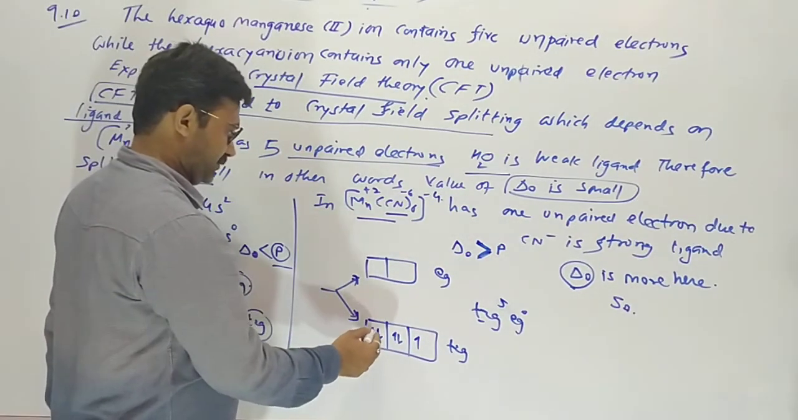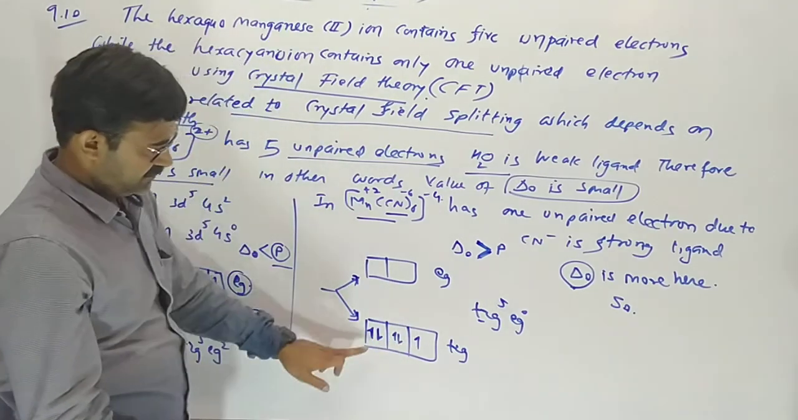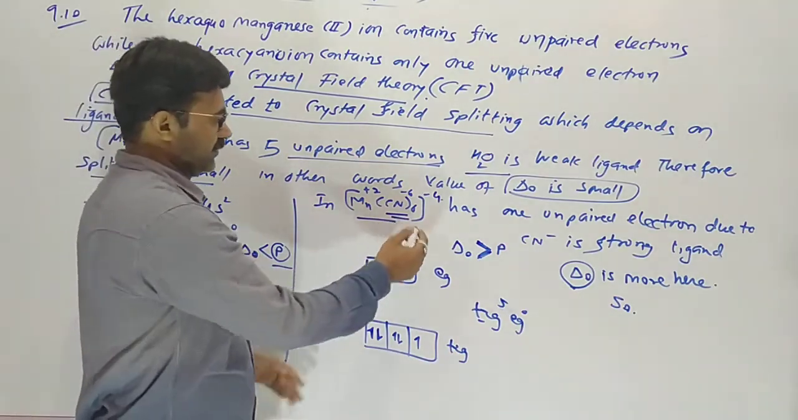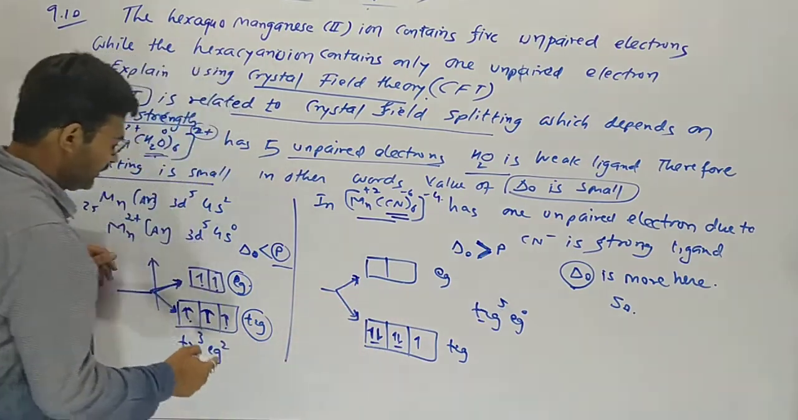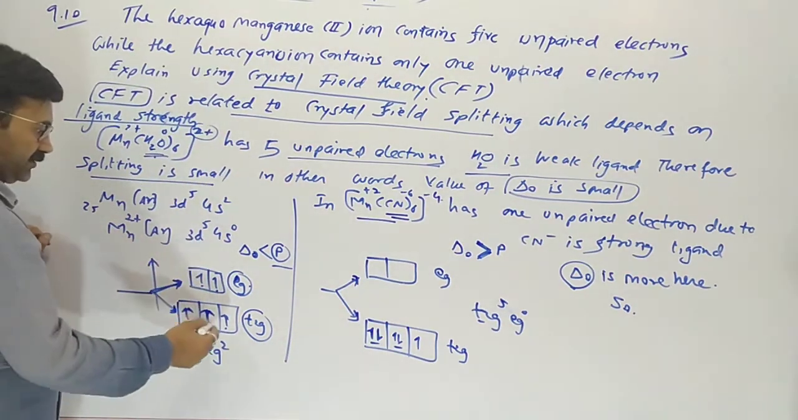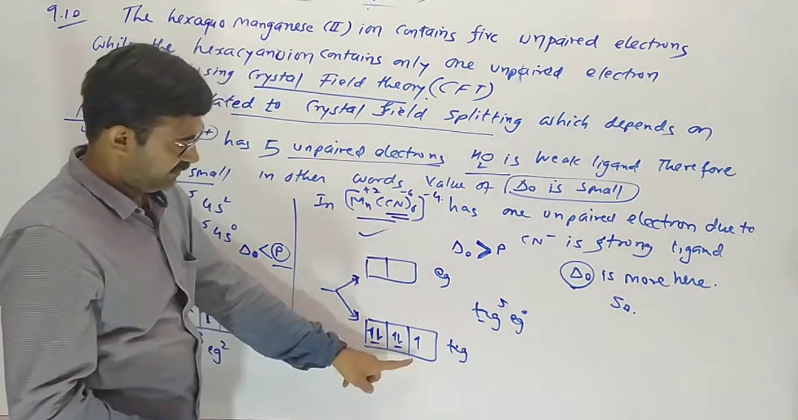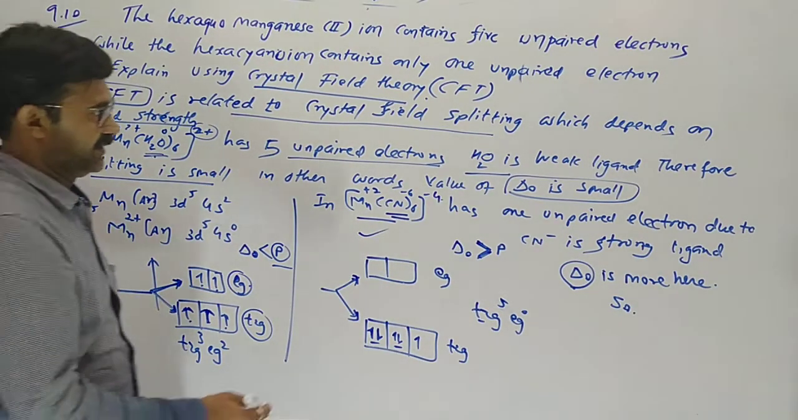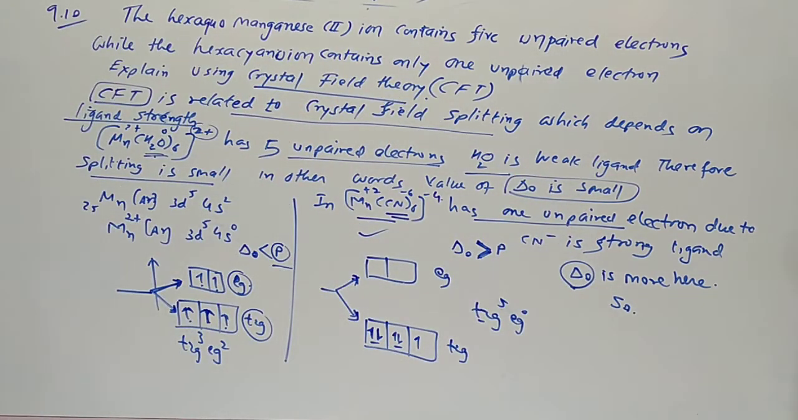So the electrons try to become paired. 1, 2, 3, 4 and 5, with 4 and 5 also pairing up. A strong ligand gives the maximum paired electron ratio, and a weak ligand gives the maximum unpaired ratio. Due to that, 1 electron remains unpaired. It has 1 unpaired electron. Understood?